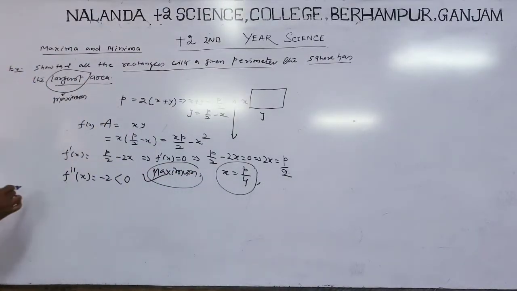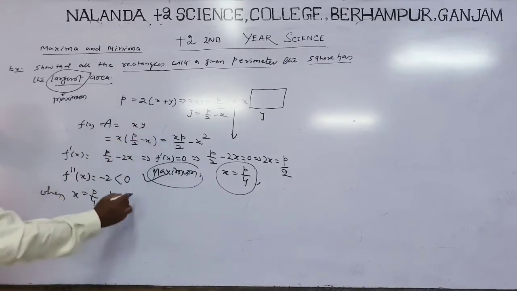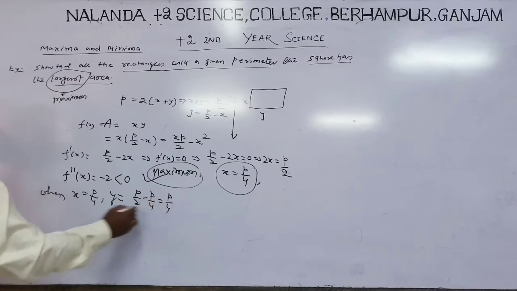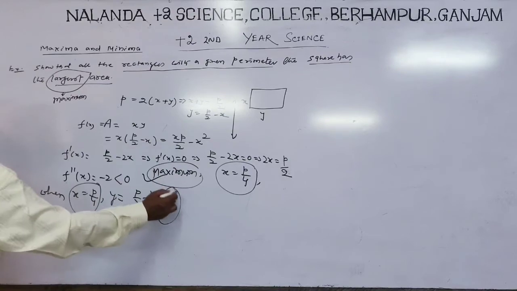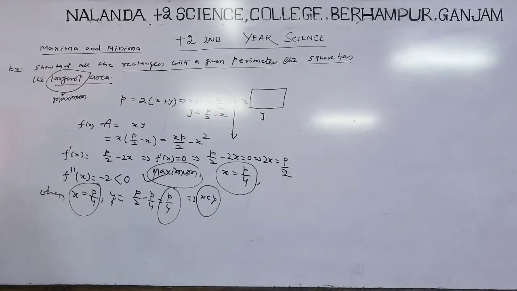Okay. When x equals p by 4, then what is y? y equals p by 2 minus p by 4, which is also equal to p by 4. So x equals p by 4, y equals p by 4, that means x equals y. Now this is the answer. Now, the area of rectangles with given perimeter: the square has the largest or maximum area, as large as possible. Same thing. The logic is maximum, largest, as large as possible.